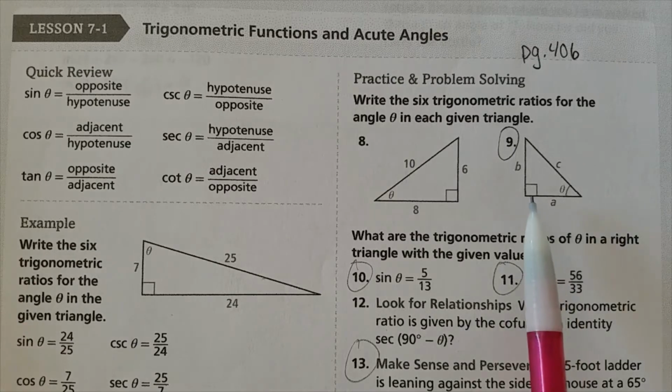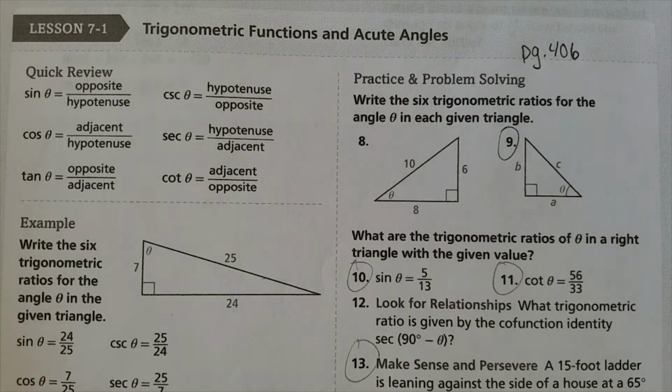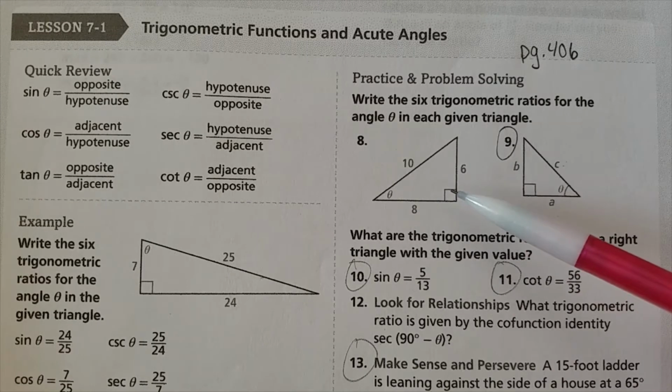So here we go. We're going to start out with number 9. We're going to write the 6 trigonometric ratios for the angle theta in the given triangle. Notice here we have variables. However, the same process applies if you have numbers, say like on number 8.